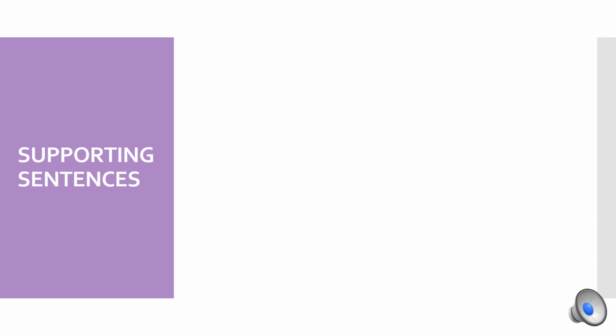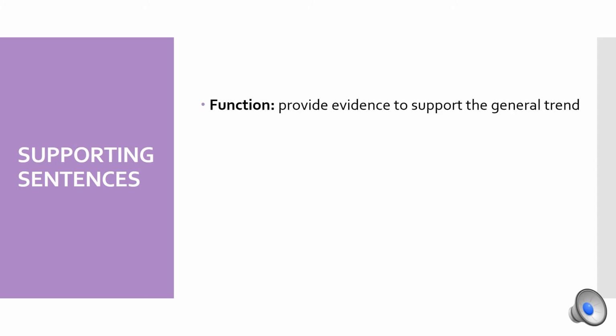Moving on to supporting sentences, they serve to provide evidence to support the general trend. For the tense, it is actually based on the period. If the graph was about something in the past, then use the past tense. If it's about a mixture between the past and the present, then you should apply a mixture of the past and the present tense as well. If this is talking about something in the future, then future tense.